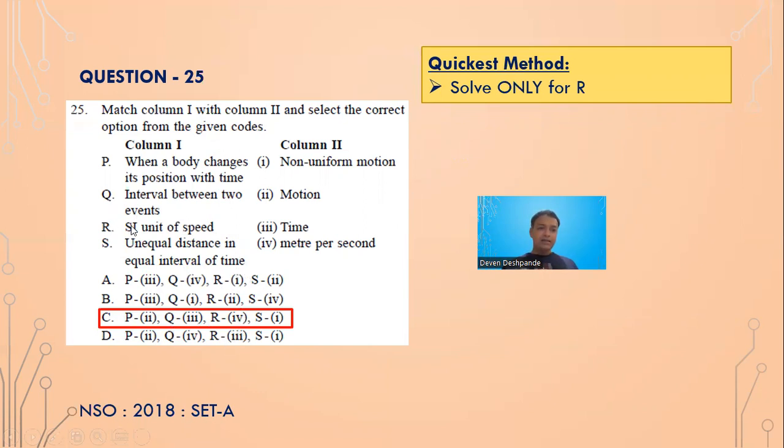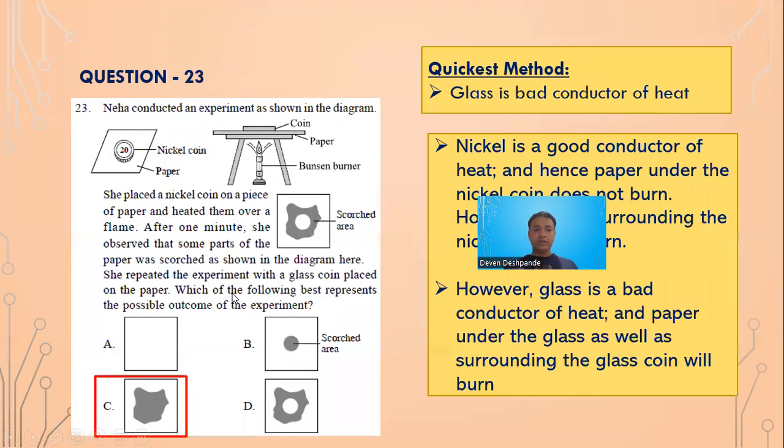So R is the SI unit of speed, isn't it? So international standard unit of speed. What is the SI unit of speed? It is meters per second. So for R it is 4. Where R is 4, that is option number C. So solve only for R and option number C is the correct option.